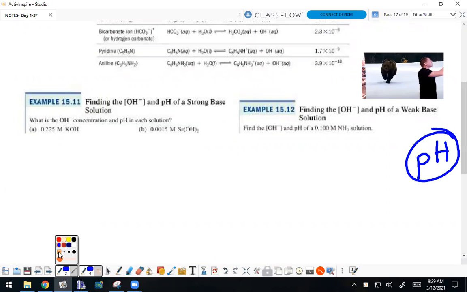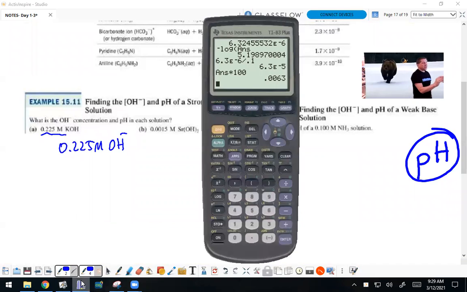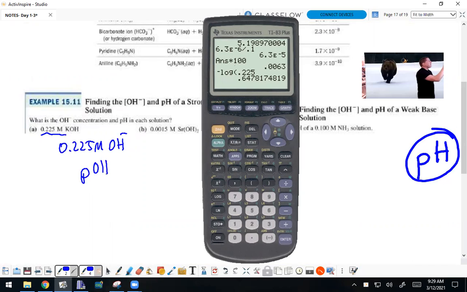All right, so these are strong bases. So these are easy. Because if I have 0.225 molar KOH, that means I have 0.225 molar OH minus. So I need to do the negative log of 0.225, but that is not my answer. That is, remember, negative log means the P, so that's the pOH, the potential of hydroxide, which is 0.6. So then the pH is 14 minus 0.6 or 13.4.